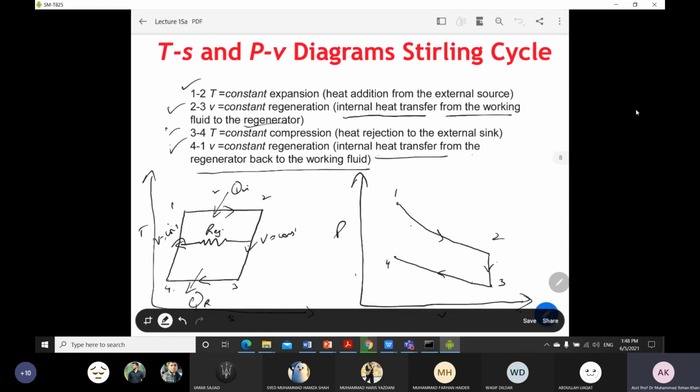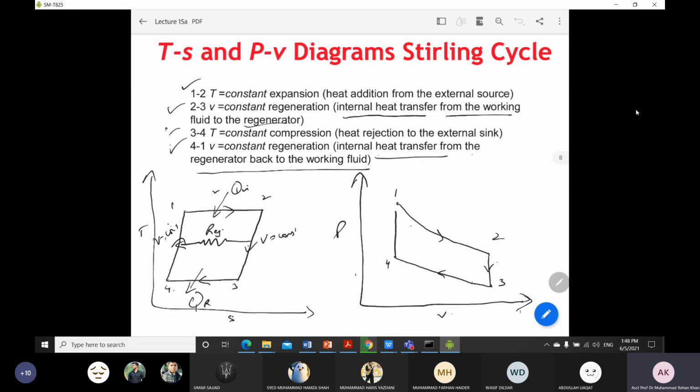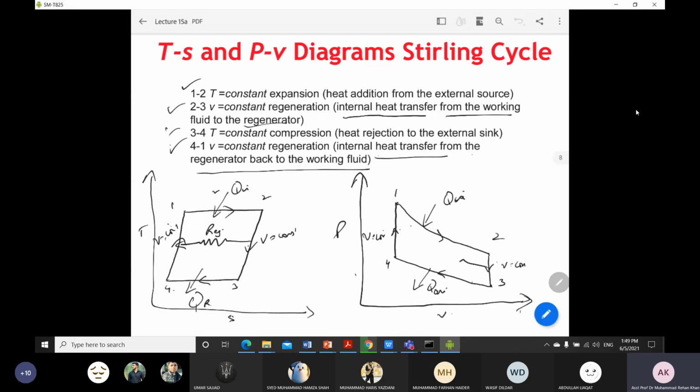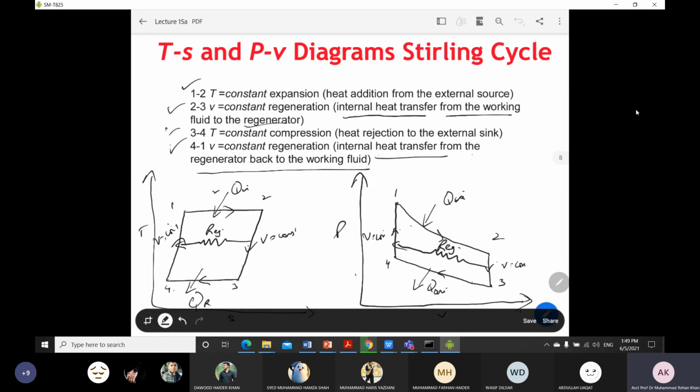Now coming towards process number 4 to 1, which is a constant volume process. It means that the volume at point number 4 and point number 1 is equal. So this is Q in, this is your Q out, and this is volume constant, this is volume constant. And now the regeneration process, let's take from 2 to 3 towards 4 to 1. We just have to draw one arrow and shift towards 4 to 1. So this is the TS and PV diagram for the Stirling cycle. If you have any question you can ask, and then we'll see the TS diagram of the Ericsson cycle also.